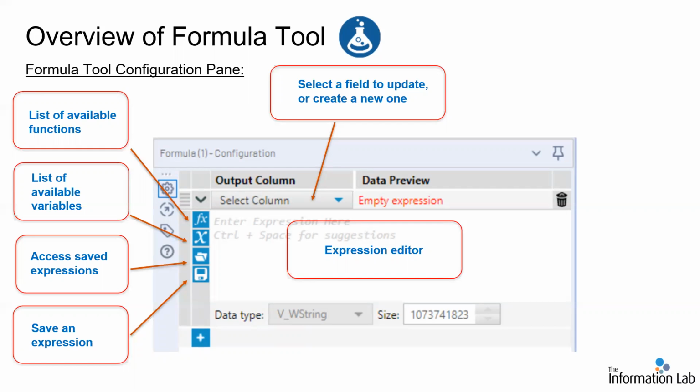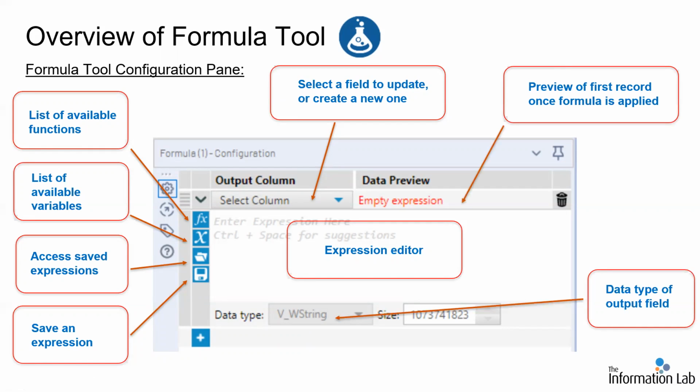With this formula, that will just display the data type of that existing field for reference. It won't let you change it there. But if you're creating a new field with this formula, that's where you can specify what data type you want your output to be. A preview will display of the first record once your formula is applied. So that's a nice way to check whether it's doing what you intend before you run your workflow.